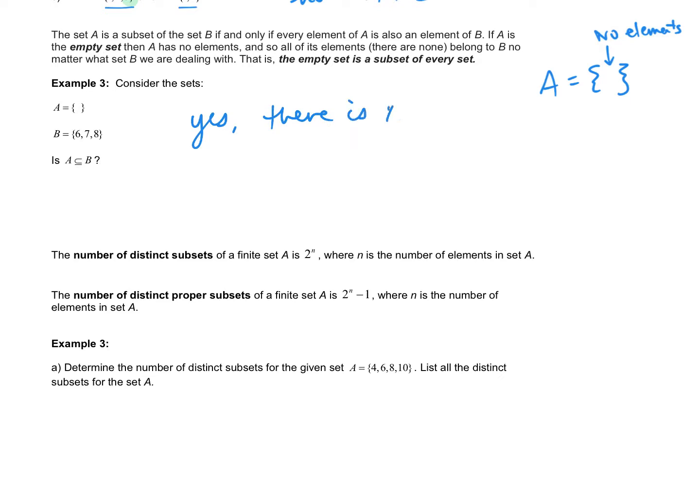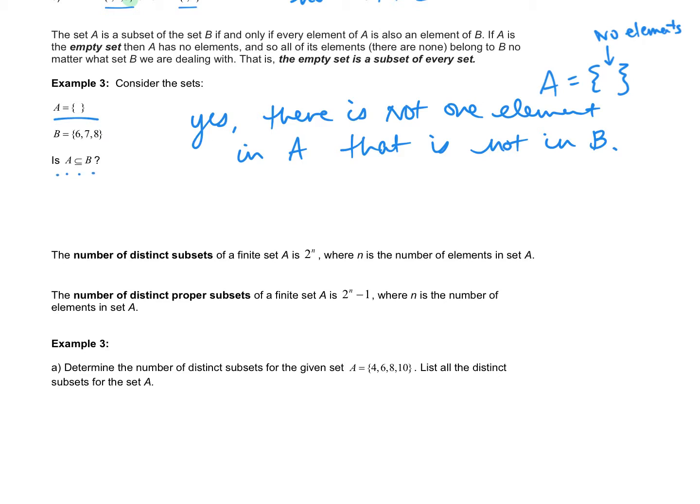There is not one element in A that is not in B. Okay, so this one's tricky for sure. A really nice way to remember it is that the empty set is a subset of all sets. So if someone says A is an empty set, is A a subset of something else? The answer is yes. Every single time, the empty set is a subset of all other sets.